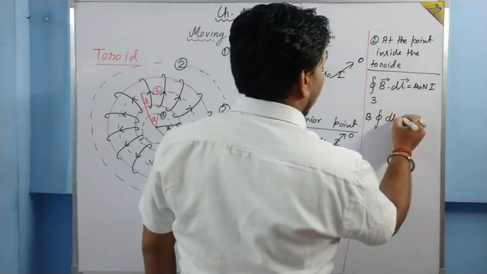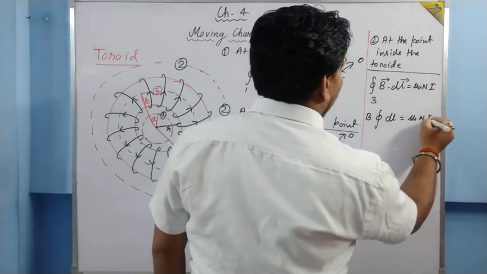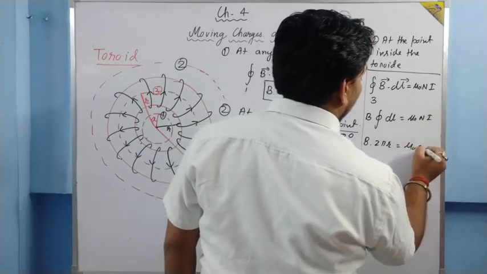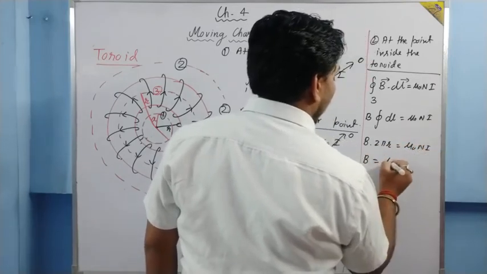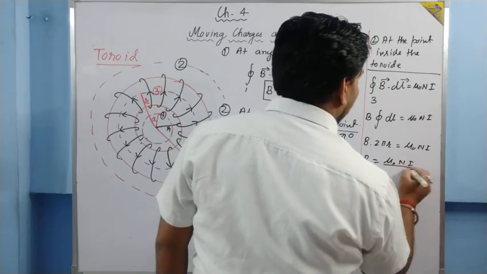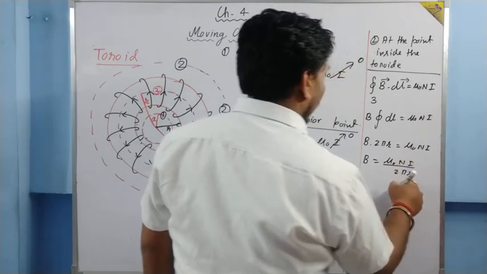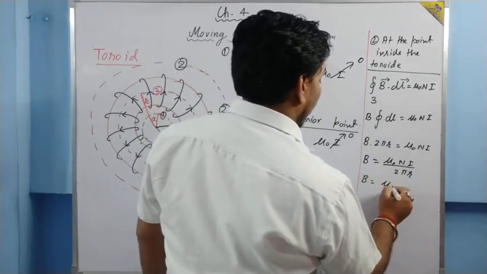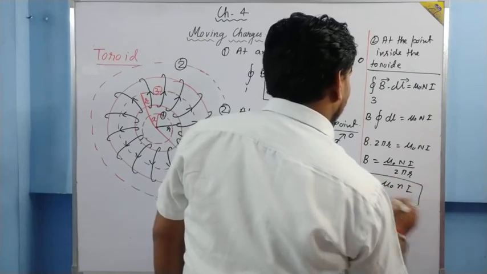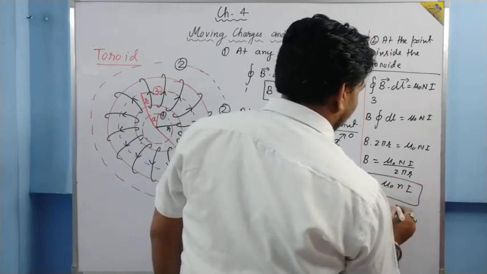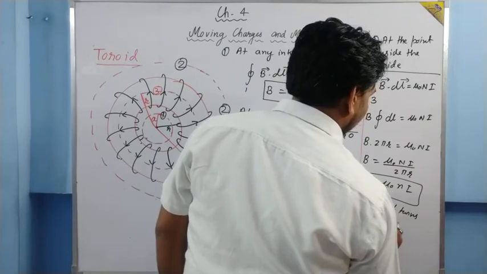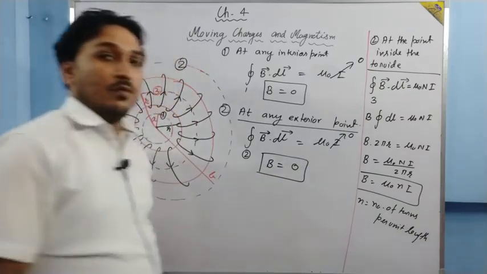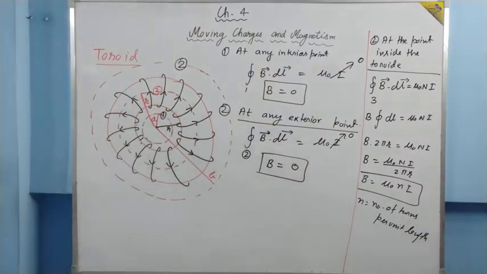In the line integration we'll get B into dl, which is B into 2 pi r, equal to mu naught N I, or B is equal to mu naught N I upon 2 pi r. N is the total number of turns, 2 pi r is the length. So basically B is equal to mu naught small n I, where n is the number of turns per unit length. The same formula we got in the case of solenoid, right?